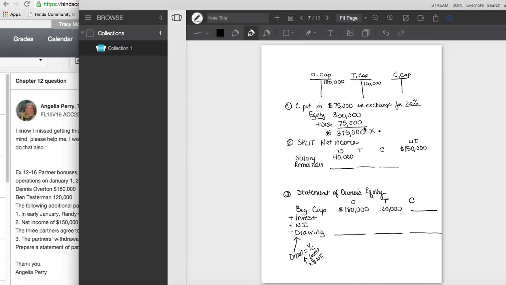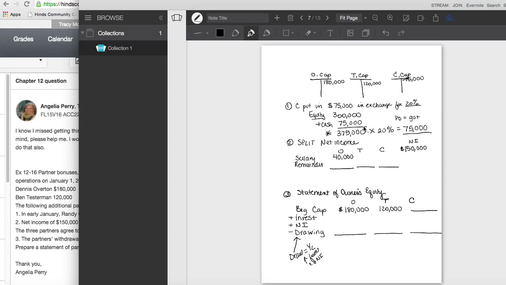We're going to give him 20% of that. And when you do the math, you see that 20% of $375,000 is exactly $75,000, which is what he put in. So since what he paid is equal to what he got, he did not receive a bonus and he didn't pay extra. So the other partners didn't receive a bonus. It's just he paid $75,000 and got a $75,000 capital account.